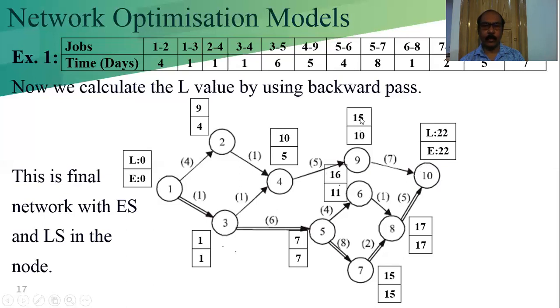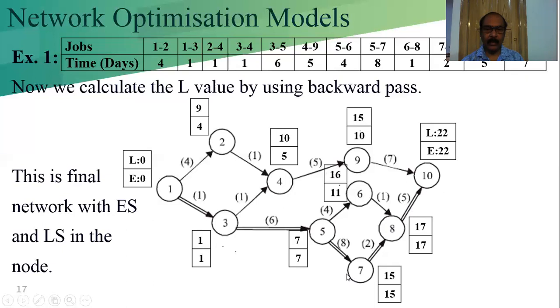Again, these two are not the same, and these two are not the same. If we check here, these two are the same. That means the difference of the L value and E value, L minus E, is 0. That is actually called the total float. This event is on the critical path, so this activity is a critical activity, where the total float is 0.